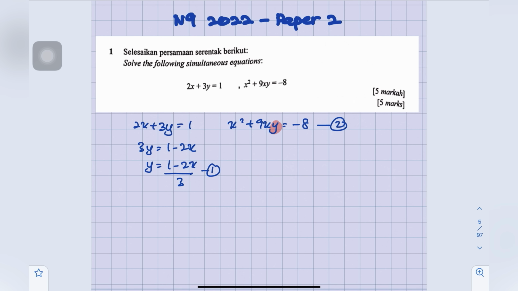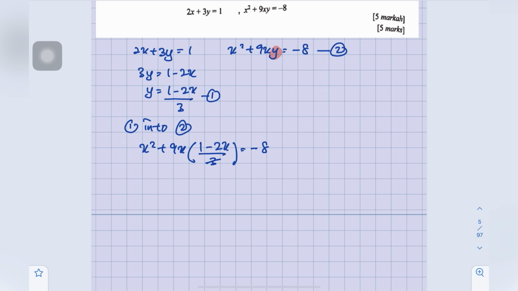By using the substitution method, 1 into 2, you will get x squared plus 9x times y, which is (1 minus 2x) over 3, equals negative 8. Okay, so we simplify. So x squared plus 3x minus 6x squared equals negative 8. So we simplify, and it becomes 5x squared minus 3x minus 8 equals 0.